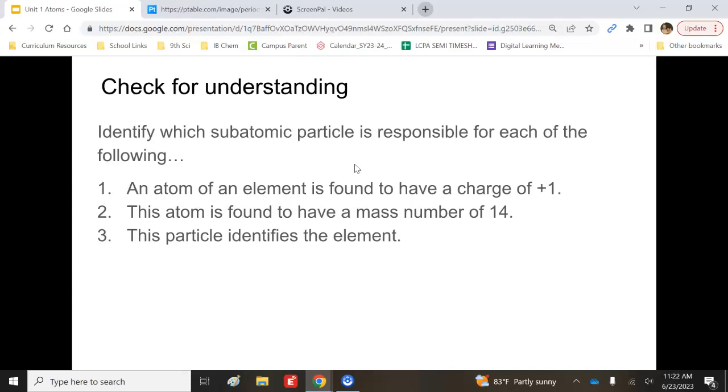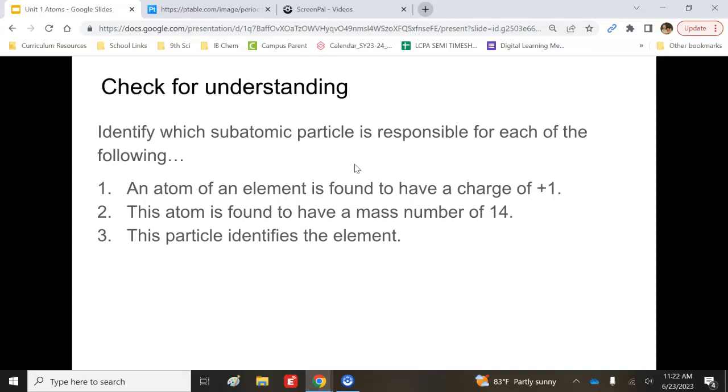+1. If I have a charge, I am forming an ion, and if I go back and look at my notes, ions are formed when the electrons change. So in this case, because it's +1, I have fewer electrons than protons, meaning I have an ion. Number 2, the atom is found to have a mass number of 14.